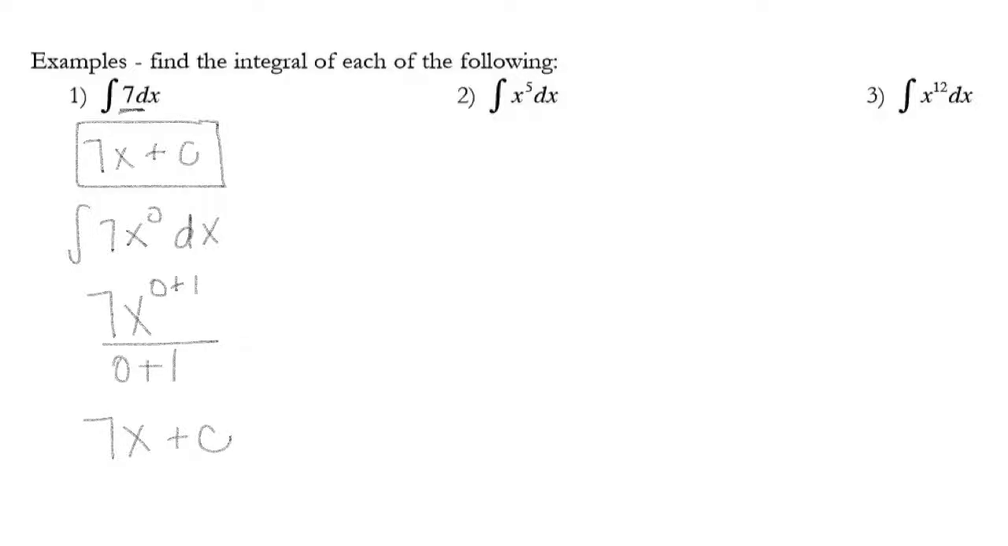Now, a way to check to see, well, is that correct? Well, what is the derivative of 7x? Well, it's 7. What's the derivative of some constant? 0. So notice we got 7 back.